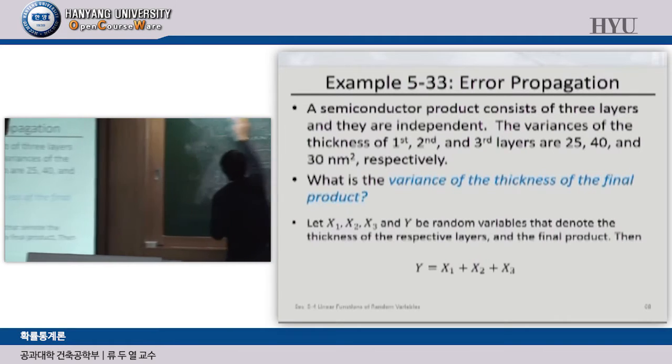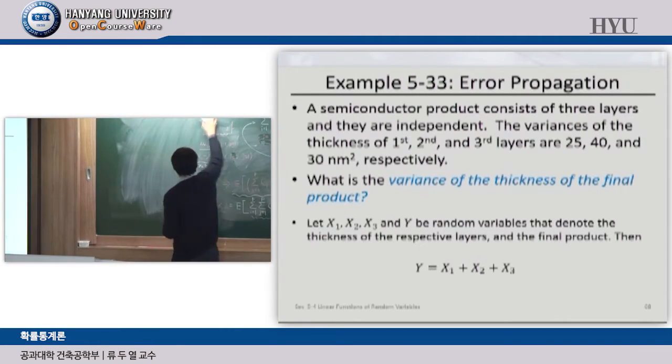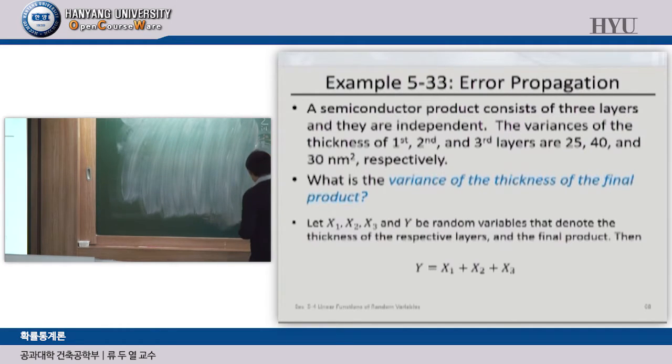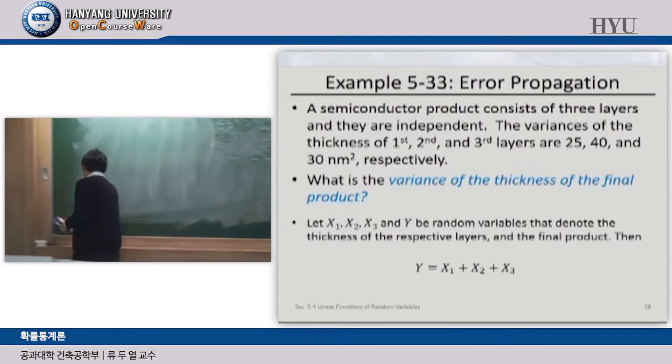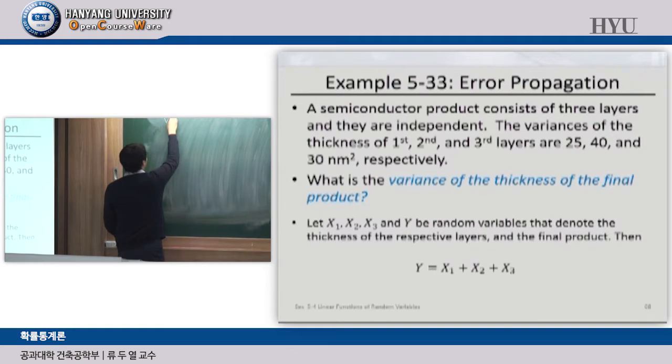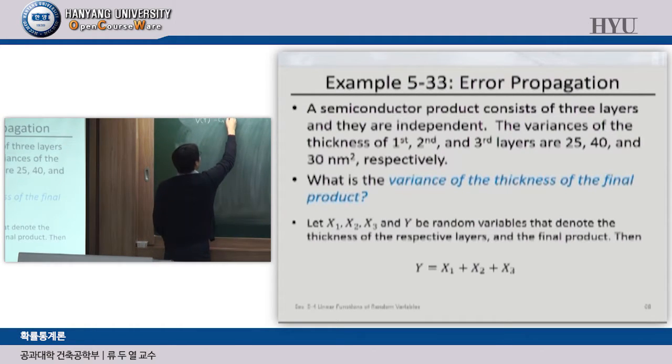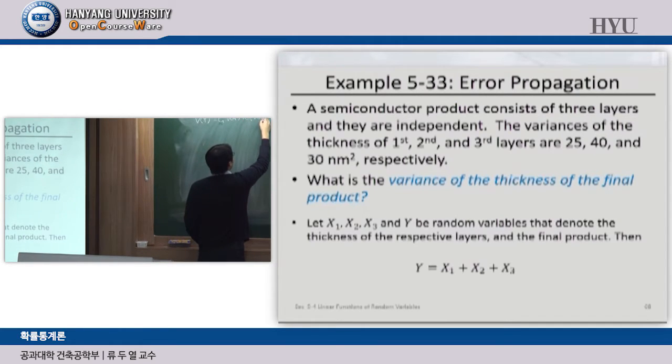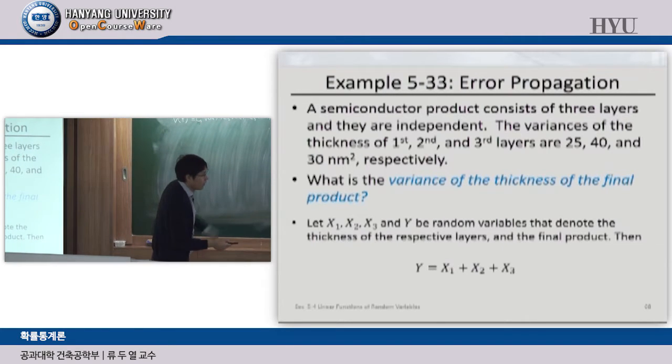So we need to calculate the variance of y. Okay? And the variance of y is equal to c1 squared V(x1) plus c2 squared V(x2) plus c3 squared V(x3). Okay? For this case, and what about c1, c2, c3? They are all 1.